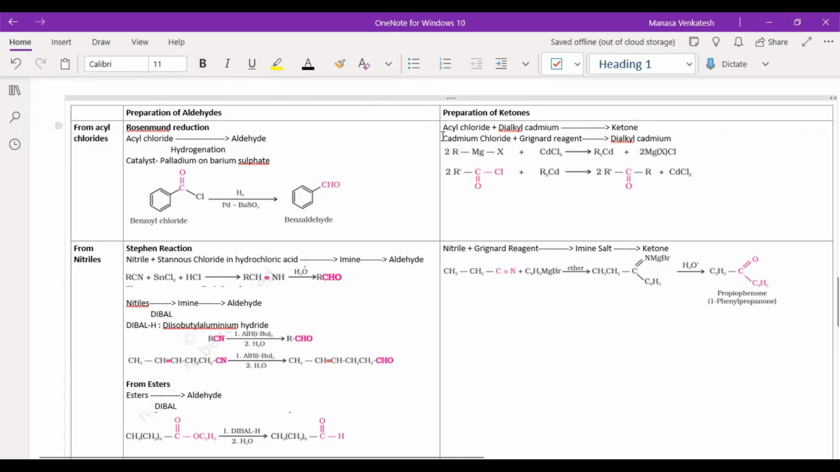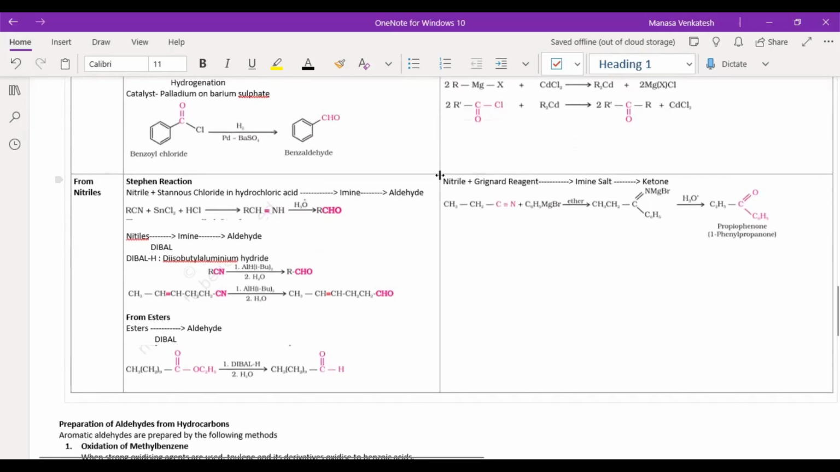Similarly, the same acyl chloride is reacting with dialkyl cadmium to give us ketone. Now, this dialkyl cadmium is prepared by reacting cadmium chloride with Grignard reagent. And if you remember, Grignard reagent was the one which we studied when we talked about haloalkanes and haloarenes. So do not learn these two as separate reactions. To an extent, it might help you remember these two as well. But it's all about being able to remember stuff.